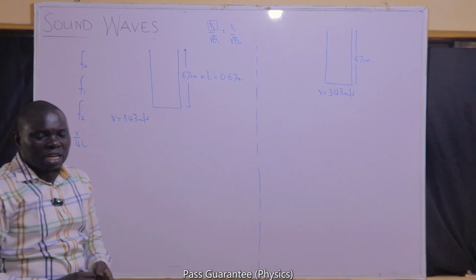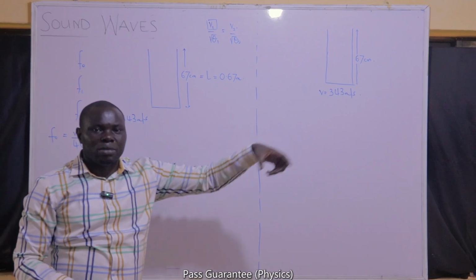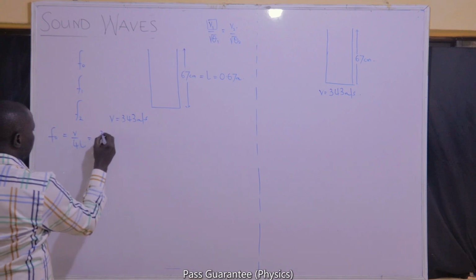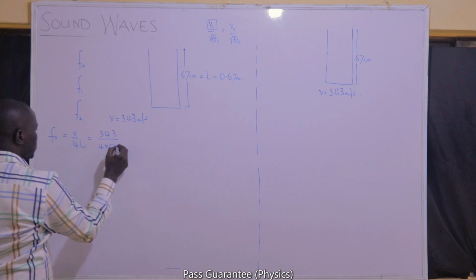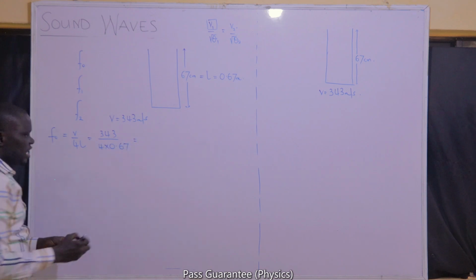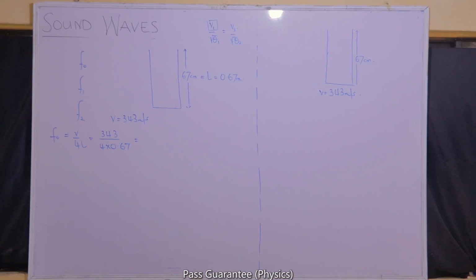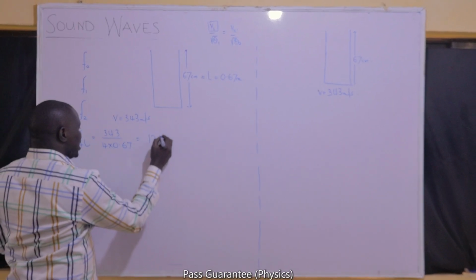If I know F naught, then I'll be able to use the general formula of that particular instrument to determine every other frequency. The V is 343. The L is 0.67. And I will get that as 343 divided by 4 times 0.67. That's 127.99, which is approximately 128 hertz.